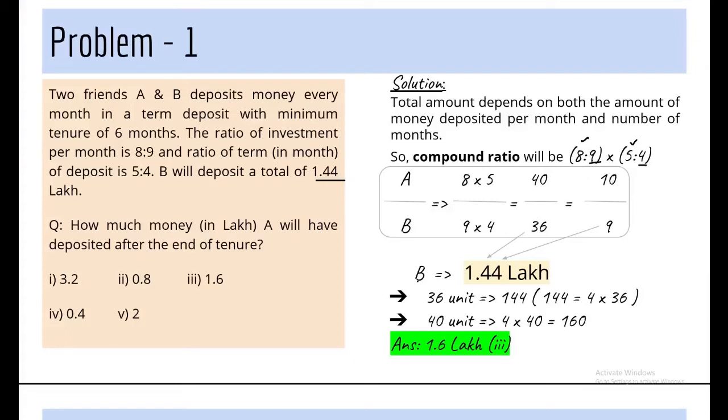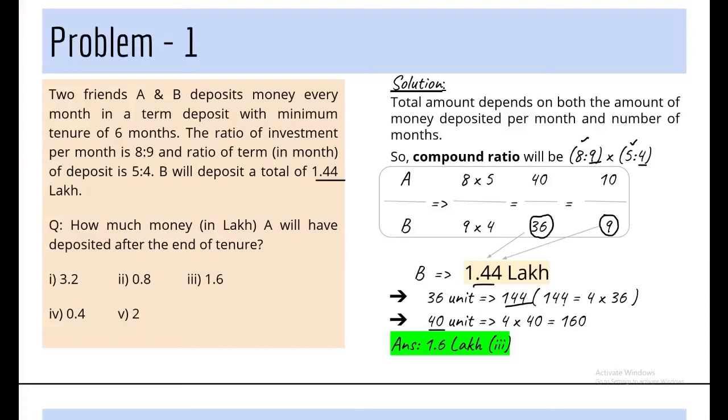Now we have B's total deposit, that is 1.44. So this term 36, or 9, represents the total amount of money deposited by B, and that equals 1.44 lakh. So this is the same amount. If 36 units means 1.44, we just need to find the total amount of money A deposited, that is 40. So we just do the unitary method: 36 units means 144, 40 units means 4 into 40.